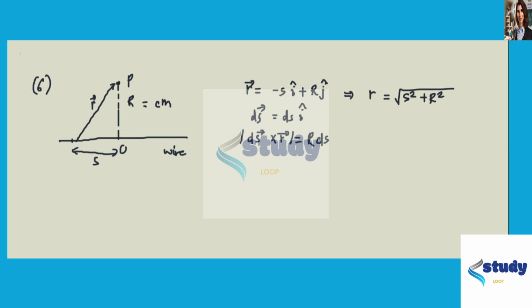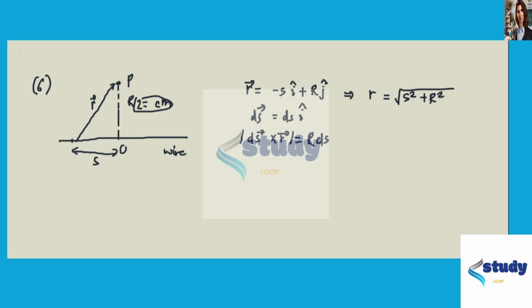So in this problem, we have been given an infinitely long straight wire, and at point P, perpendicular to this wire, the distance r is just 2 centimeters. We are supposed to calculate the distance s at which the magnetic field at point P is maximum.